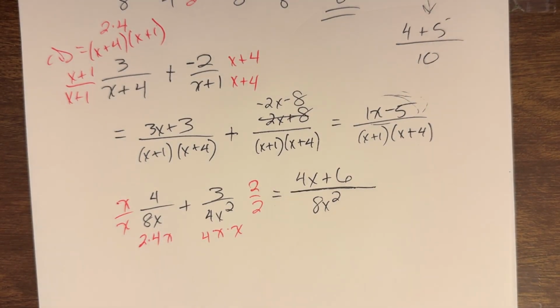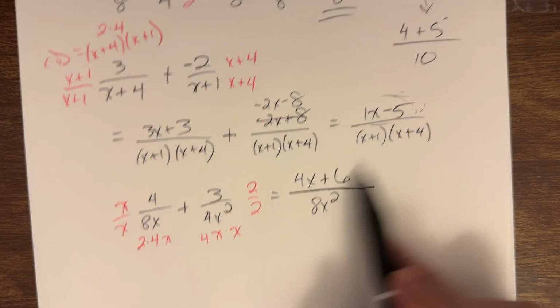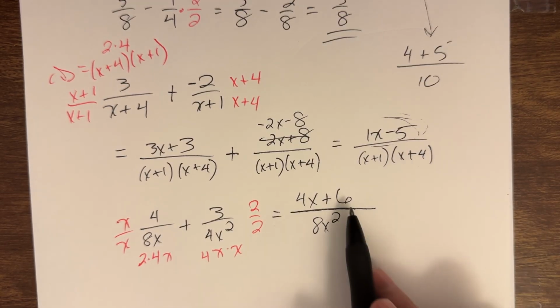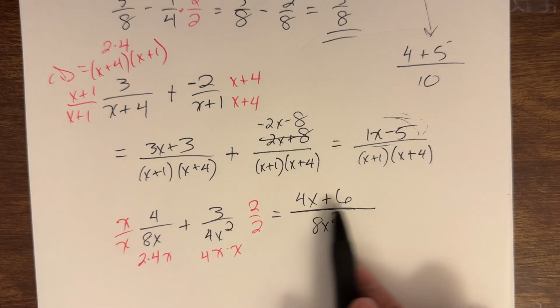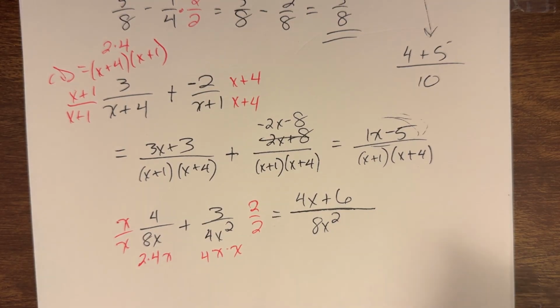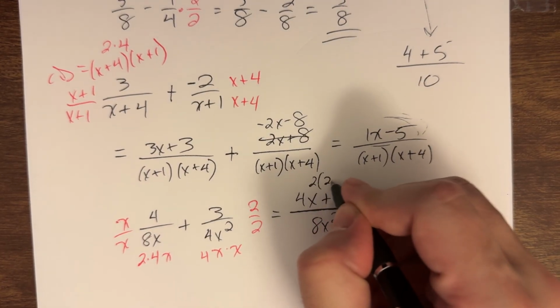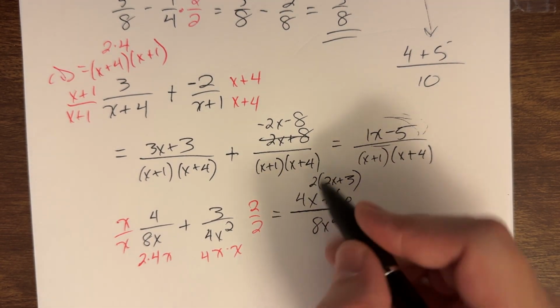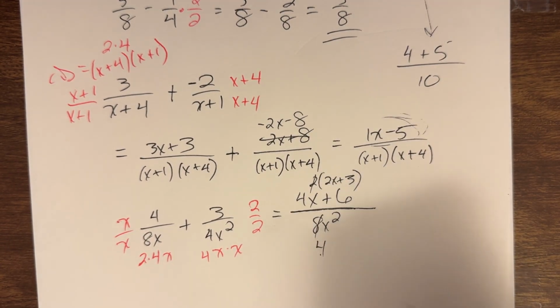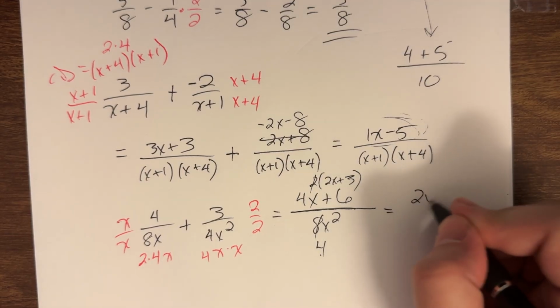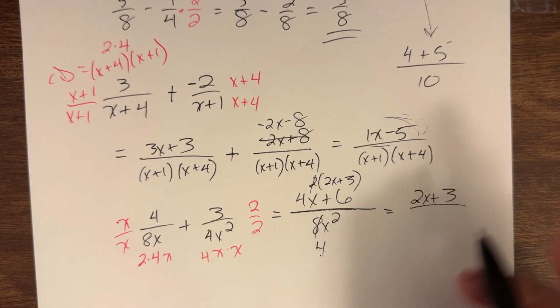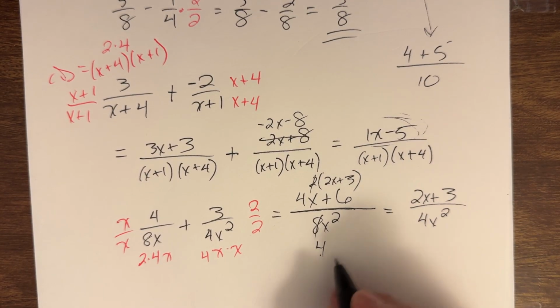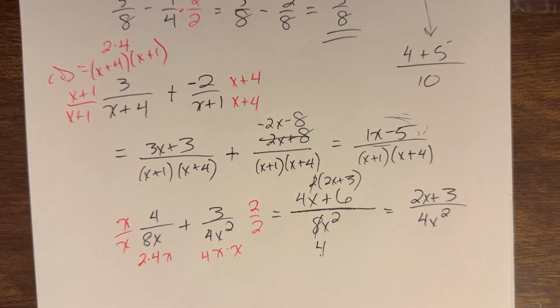But at the end of this is the tiny little catch at the end. It feels like I'm kind of done here the way I was done here, but just at the end, notice this top can factor a little bit. A 2 can come out, 2x plus 3 left behind, and that 2 can divide into that 8 with a 4. So my final answer would be 2x plus 3 over 4x squared.